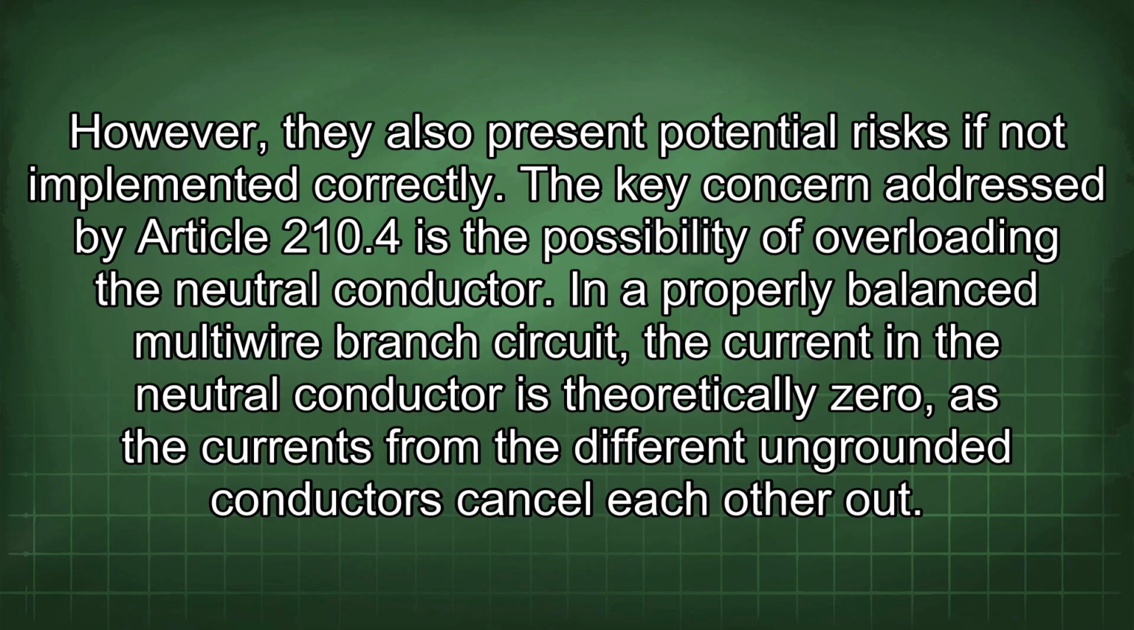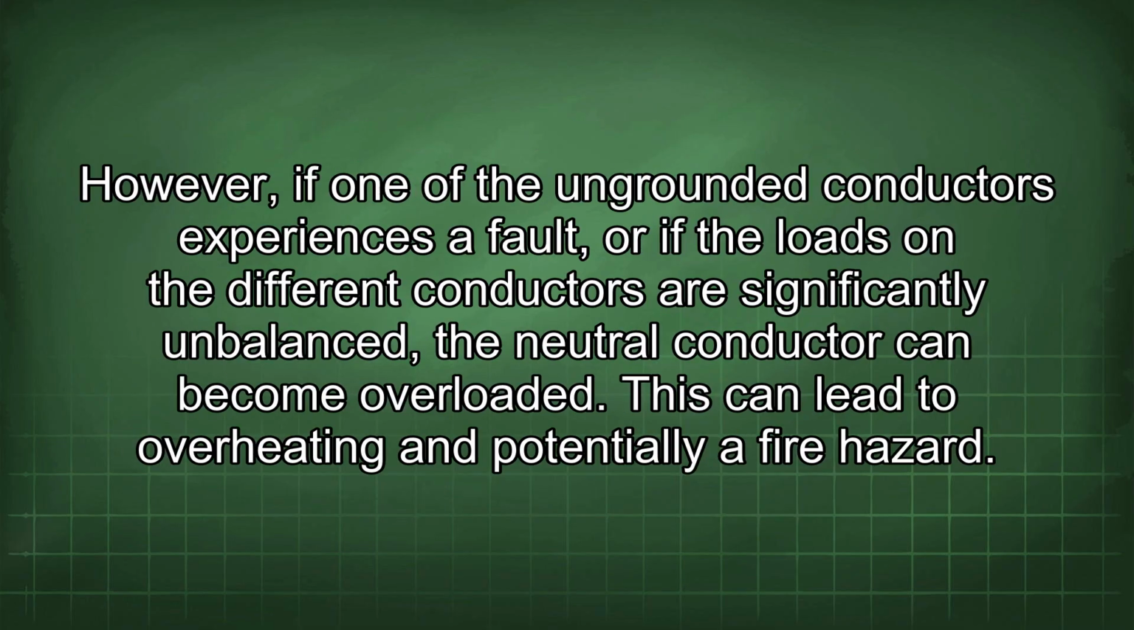The key concern addressed by Article 210.4 is the possibility of overloading the neutral conductor. In a properly balanced multi-wire branch circuit, the current in the neutral conductor is theoretically zero, as the currents from the different ungrounded conductors cancel each other out. However, if one of the ungrounded conductors experiences a fault, or if the loads on the different conductors are significantly unbalanced, the neutral conductor can become overloaded. This can lead to overheating and potentially a fire hazard.